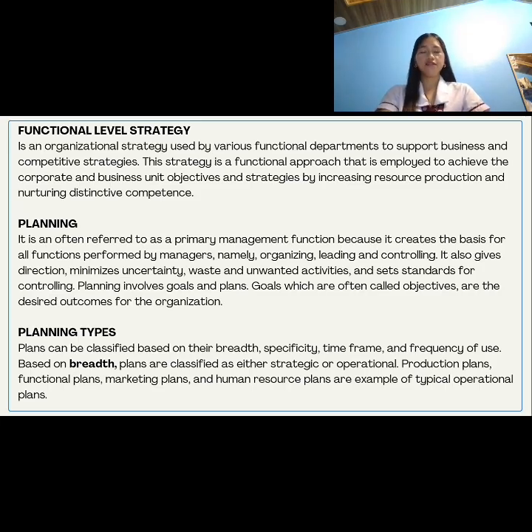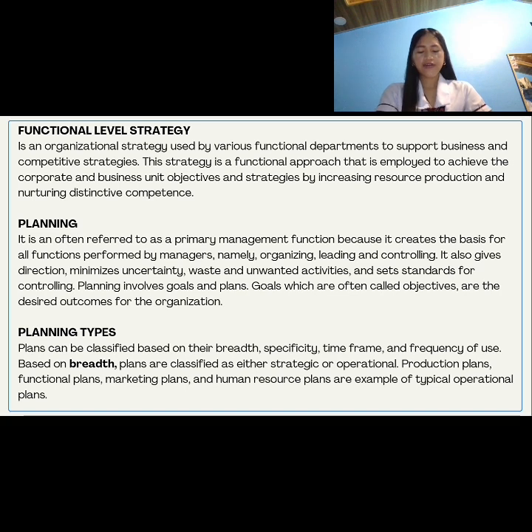So lastly, for this topic is the planning types. Plans can be classified based on the breadth, specificity, time frame, and frequency of use. So based on breadth, plans are classified either strategic or operational. Production plans, functional plans, marketing plans, and human resource plans are typical types of plans.